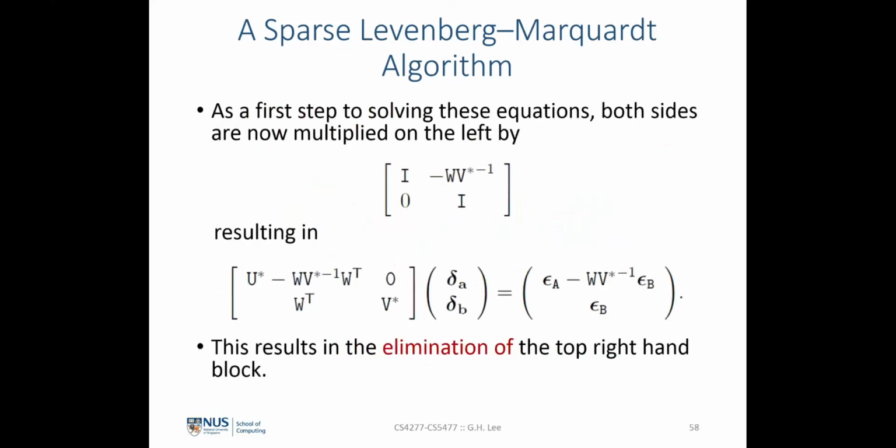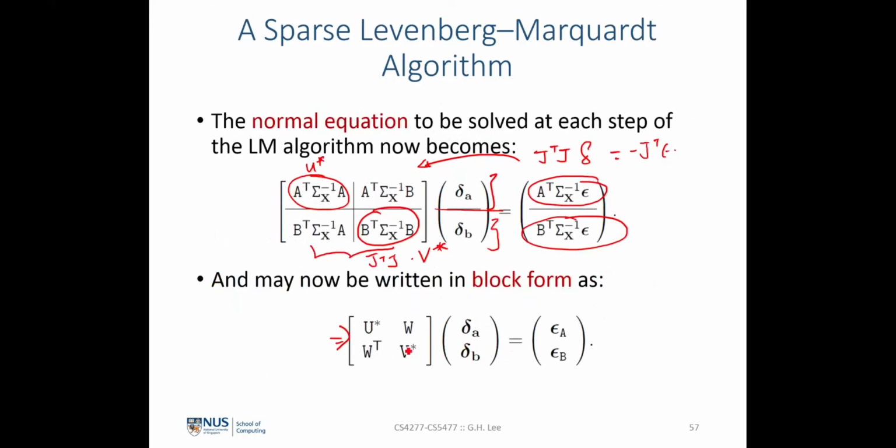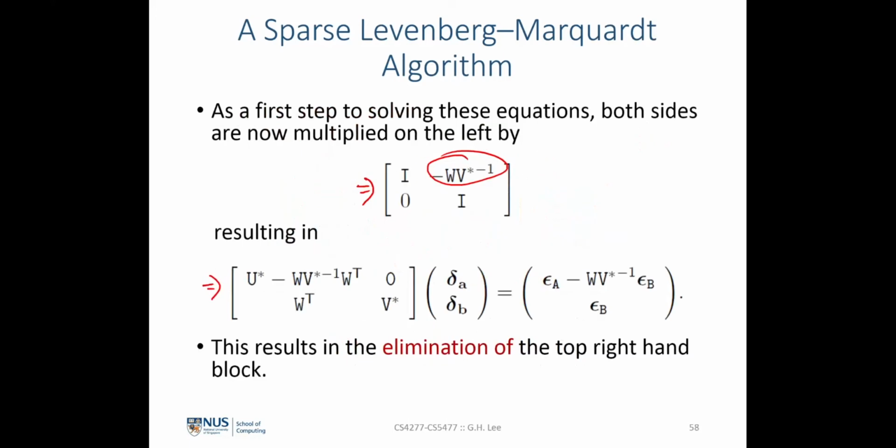Now, we further observe that if we were to multiply the left and right side of the normal equation with this particular matrix over here, we'll be able to get this equation over here, where we can see that in the first row, the top right block over here would become 0, because we have this element over here, which will act as a subtraction to eliminate W in this particular block.